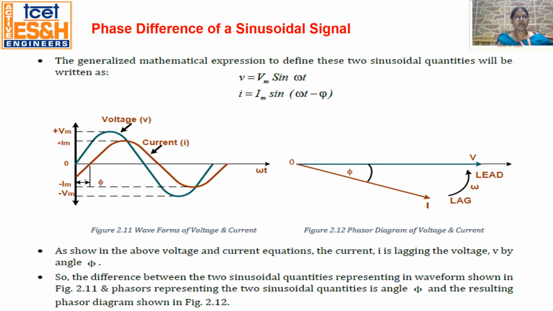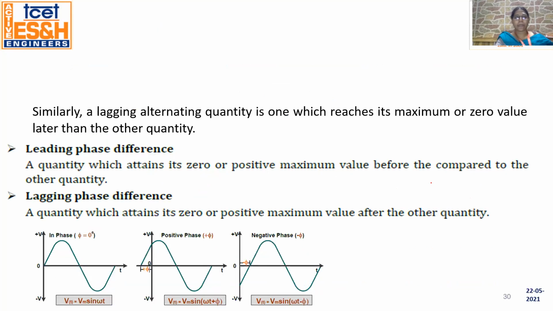See, this is lag by phi angle. This waveform starts earlier, whereas the waveform of current starts after some angle phi. So it is lagging. Here voltage is leading because voltage starts earlier, whereas current lags behind. So the leading quantity has a leading phase difference, whereas the quantity which is lagging has a lagging phase difference.